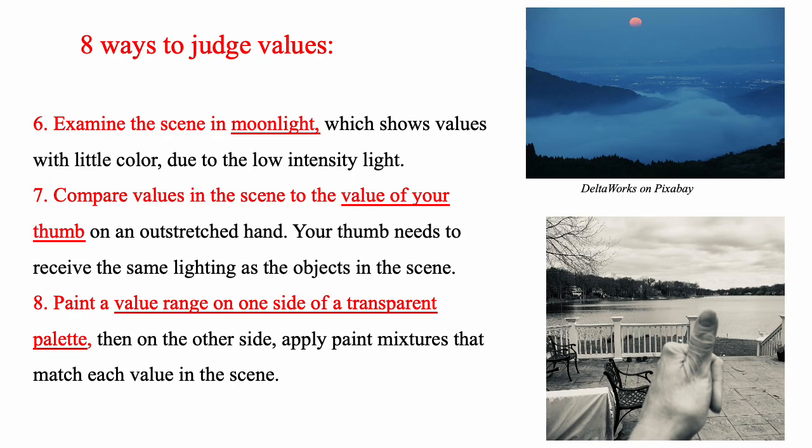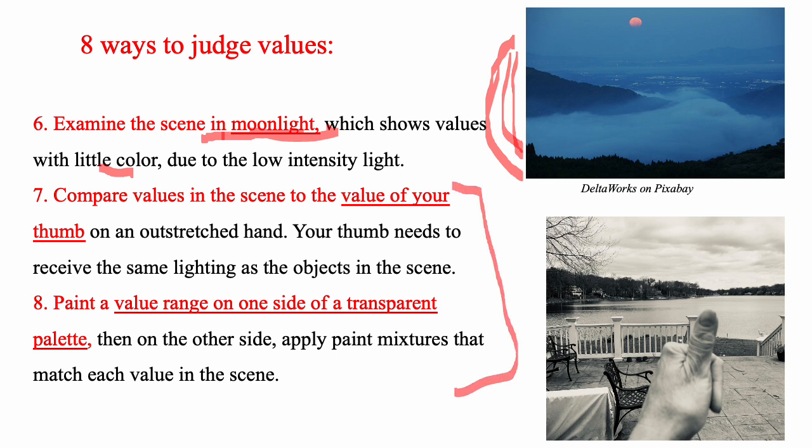Another way to examine values is to look at your scene in a low lighting situation, not the one that you want to paint. And that would include moonlight or dimming the light in your room. And you'll see the main values as they relate to one another with little color. But with this method, and also the method using the screen on your tablet, you only get the dark, dull values. You don't get the real values. And these last two methods will help you find the real values.